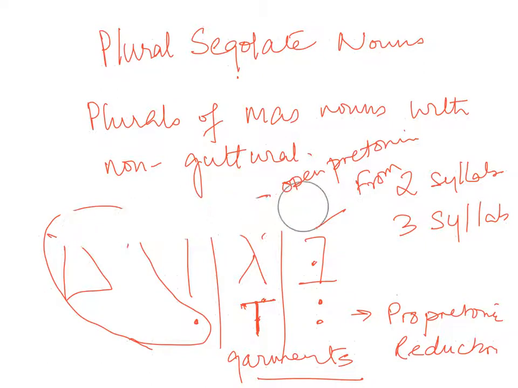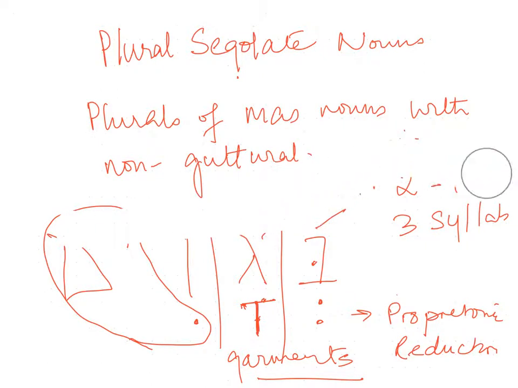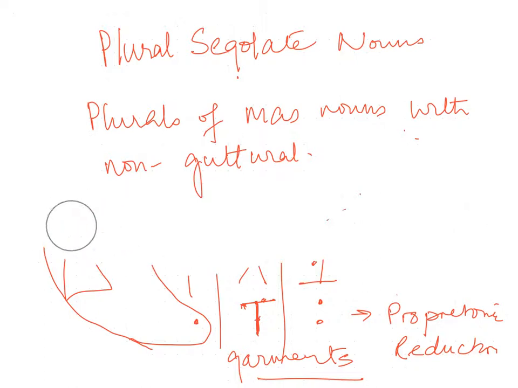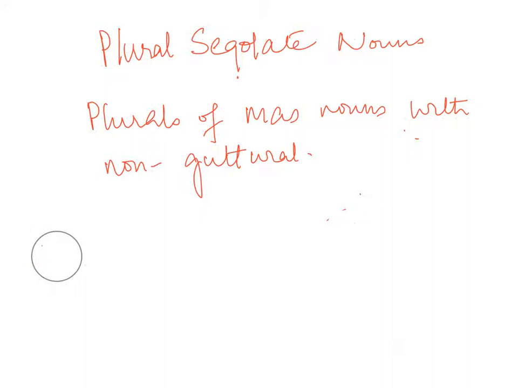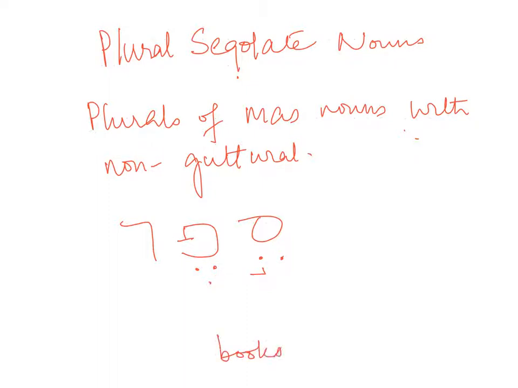Let me do the next one. Again, I'm dealing with plurals of masculine nouns with non-gutturals. These are non-guttural. There's no guttural there. So here's the next word. Sefer. Sefer, book. I want to say books. So for books, I add the im ending.